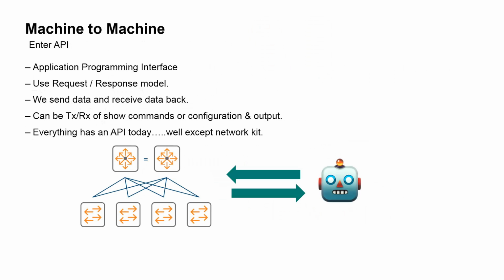The thing is that a lot of things, if you power something up today, there's a good chance that there's going to be an API on it. APIs are appearing on a lot of devices. Well, except for the vast majority of deployed networking kit.